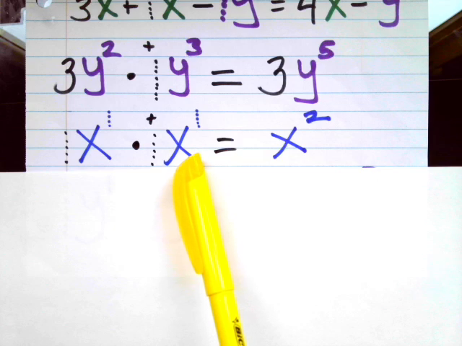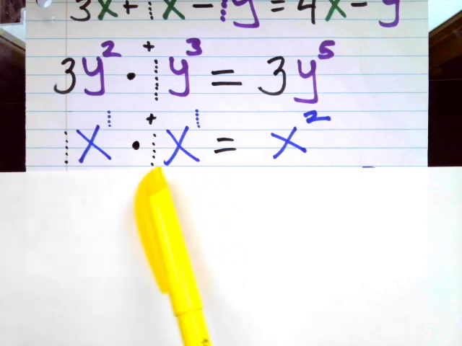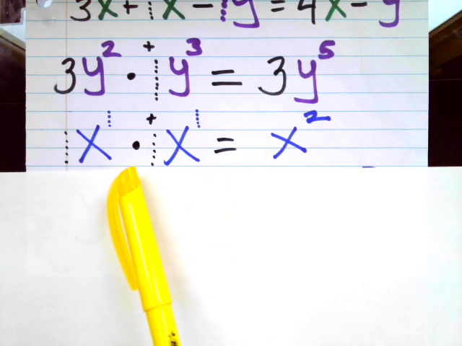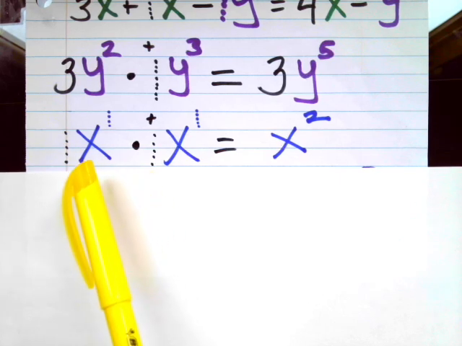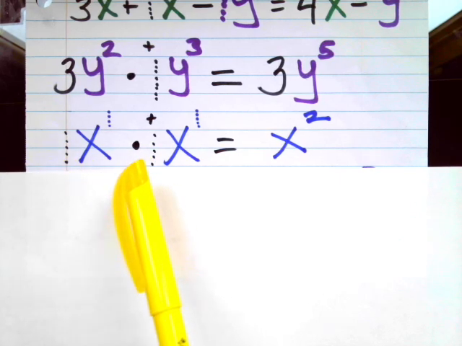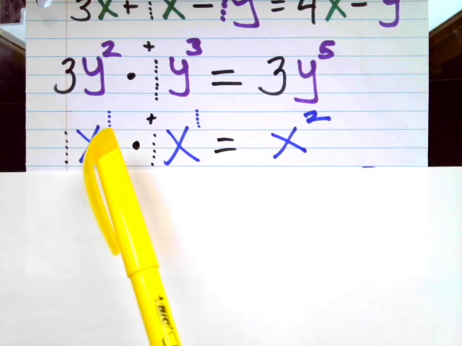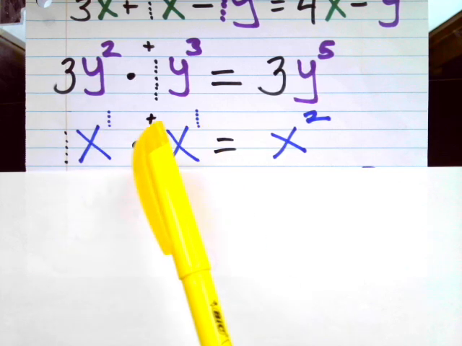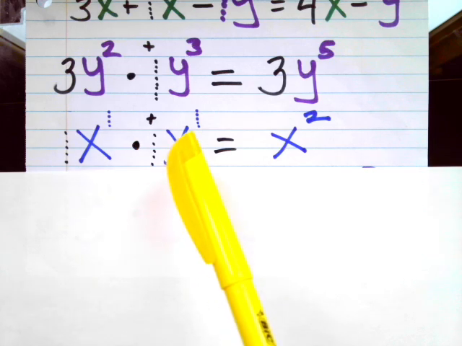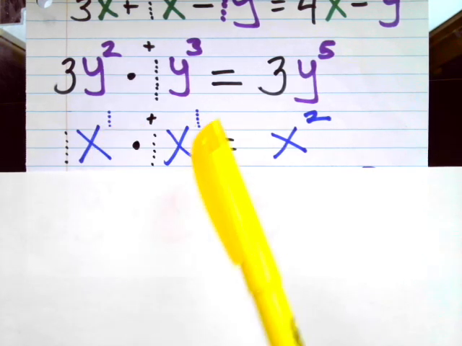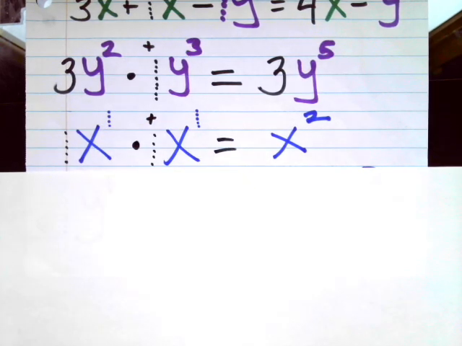So x times x. Well, are these like terms? Doesn't matter because we're multiplying. So what you want to do is show these invisible ones. That's 1x times 1x. And because when you multiply variables, you add the exponents, show those invisible ones. That will make things crystal clear.